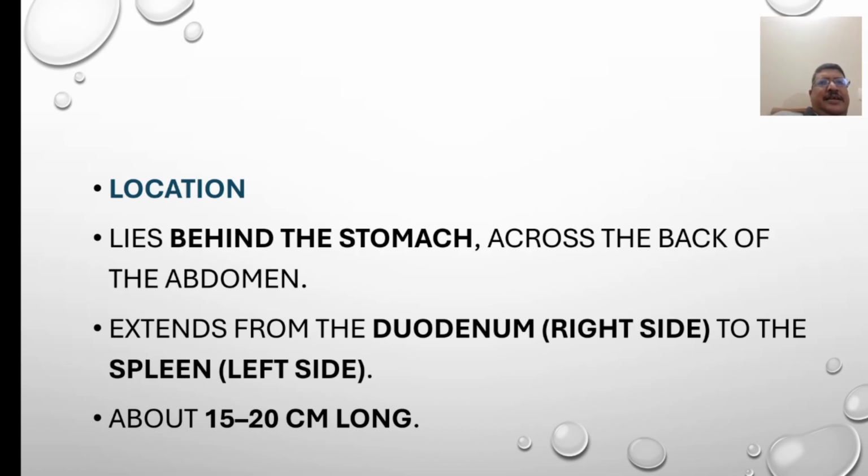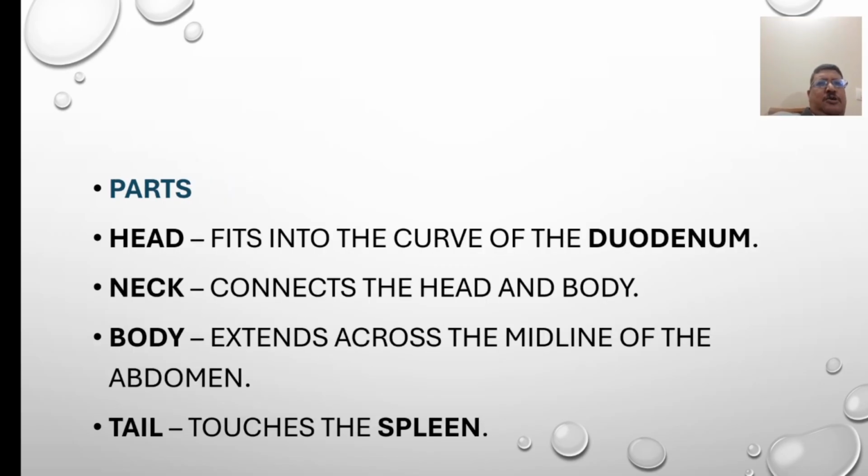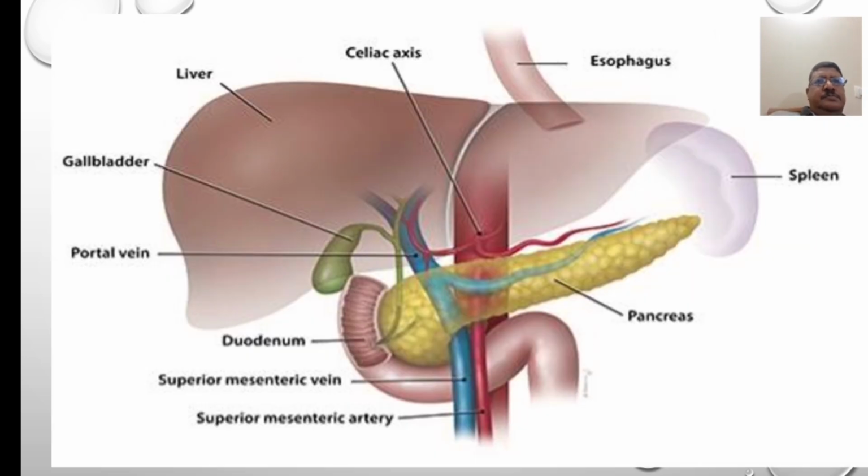Location: it lies behind the stomach across the back of the abdomen. It extends from the duodenum on the right side to the spleen on the left side, about 15 to 20 centimeters long. Parts: the head fits into the curve of the duodenum. The neck connects the head and body. The body extends across the midline of the abdomen and touches the spleen. So these are the structures, this is the pancreas.